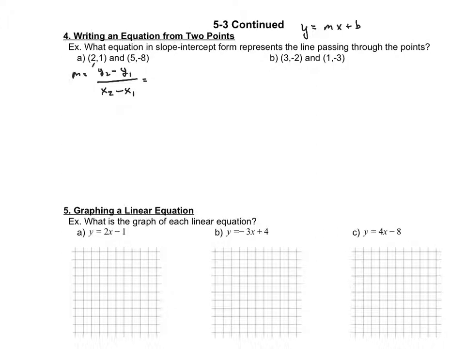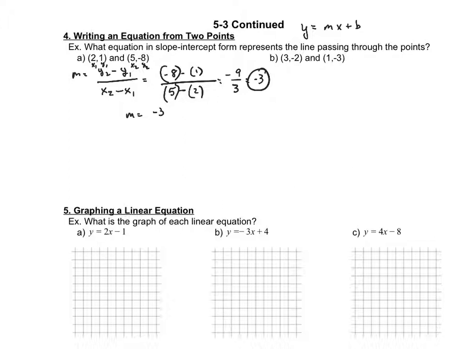And let's see, if I just go x1, y1, x2, y2, I have -8 minus 1. And I put these in parentheses to make sure we don't lose track of the positive and negative signs. And then x2 is going to be 5 minus 2, and therefore I get -9 over 3, which is also equal to -3. So my slope is equal to -3, and it says, write the equation in slope-intercept form which represents a line passing through these points.